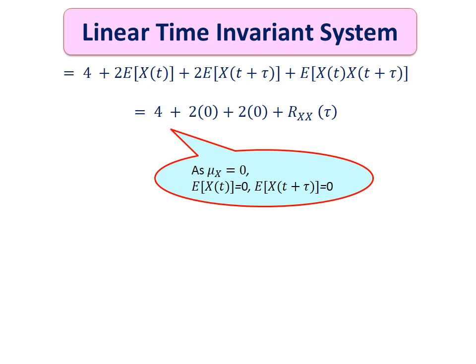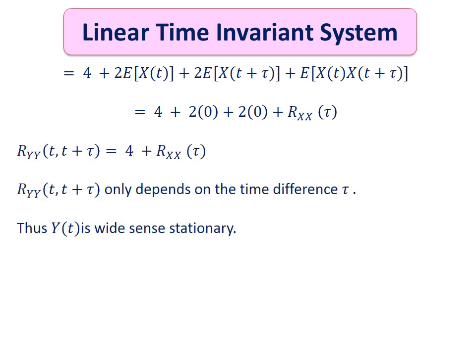Okay. So the first term is 4, second one is 0, and the third one is 0, final one is autocorrelation of tau. So this leads to 4 plus autocorrelation of x involving only tau. Hence, output process y involves only the time difference tau. We can conclude that this output is a WSS process.